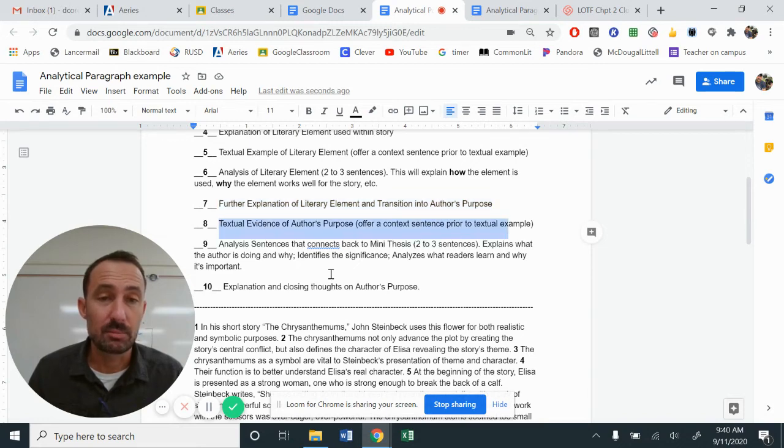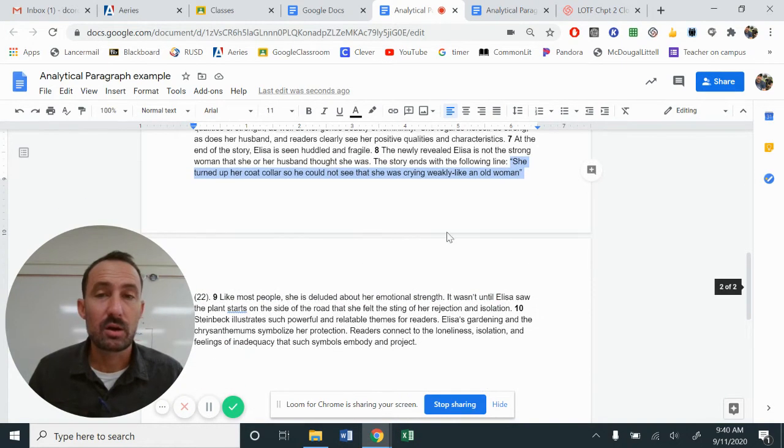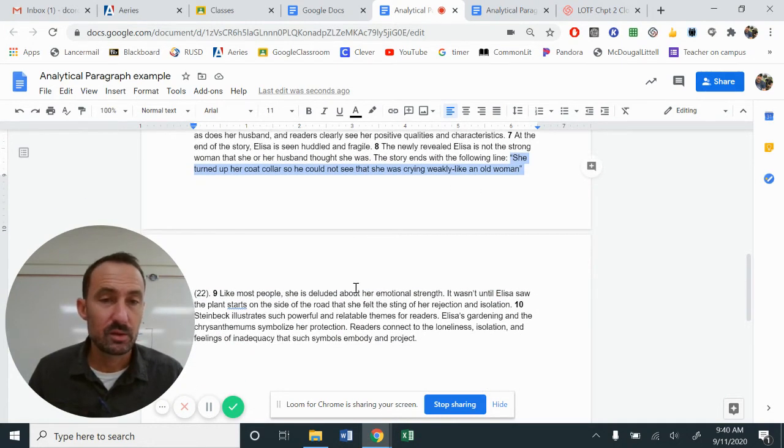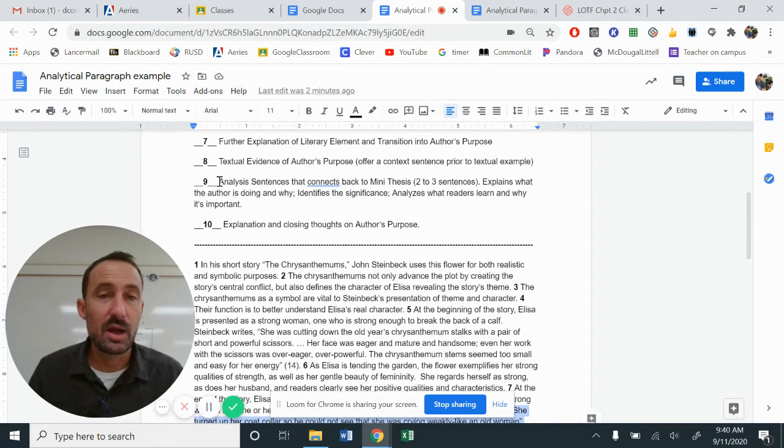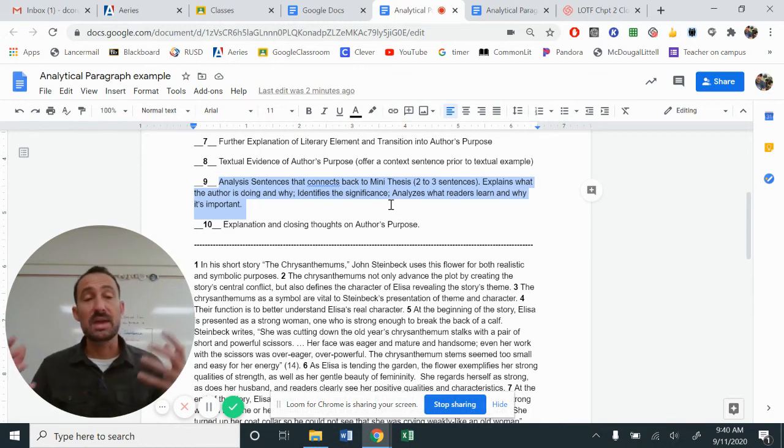And then I go down into number 8, right? Number 8 right here is the newly revived Eliza is strong, but she's not as strong as she thought she was. The story ends with the following line. Here I've got my textual evidence about her crying weakly. Number 9, if we look at number 9, these are my analysis sentences again. And then number 10 explains the author's purpose, making a connection, making them all connect together at the very end.